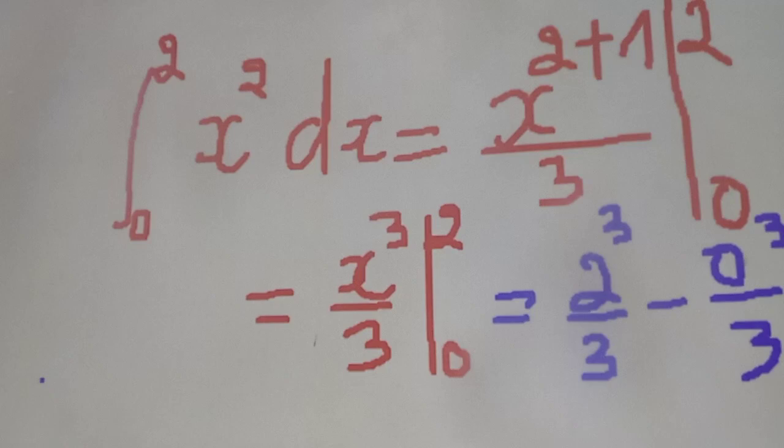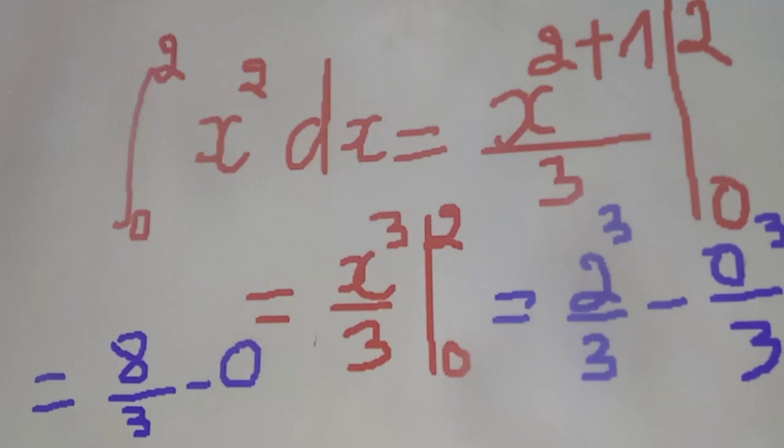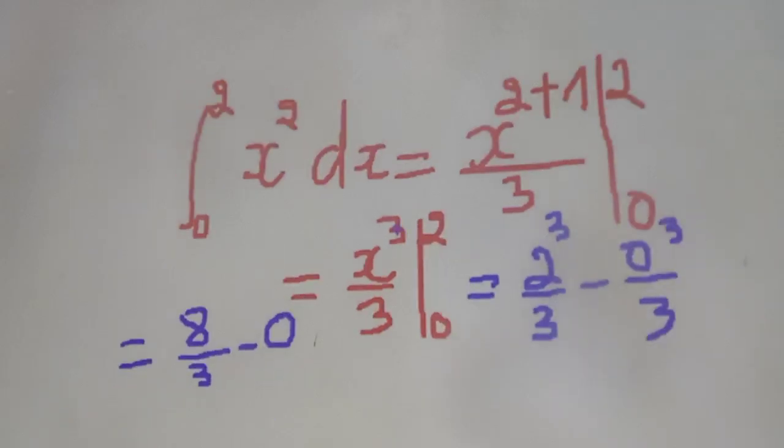which is equal to 2 power 3 is 8 over 3, 0 power 3 is 0, 0 divided by 3 is 0. Now we have 8 over 3 minus 0, which is simply equal to 8 over 3.